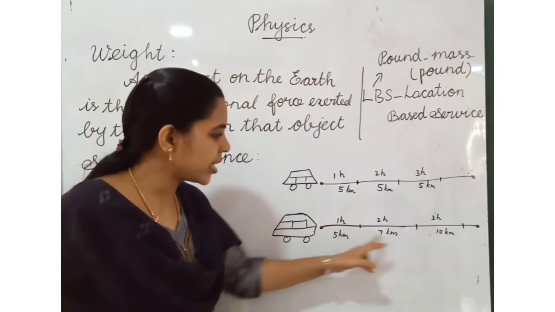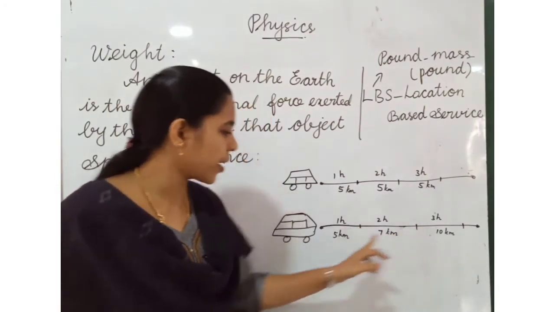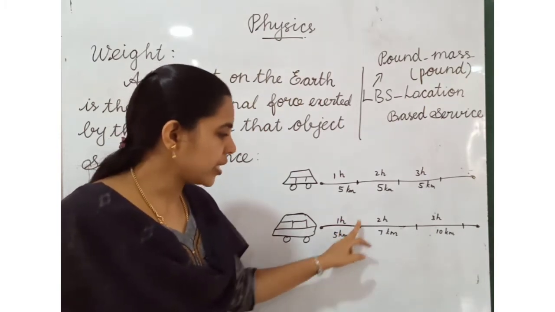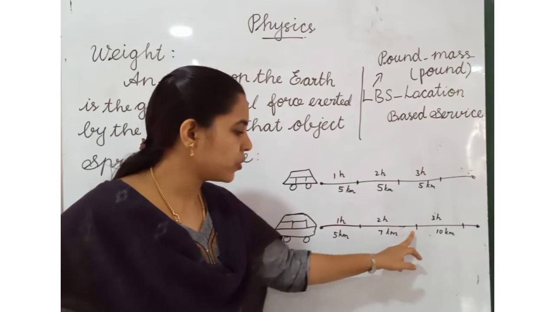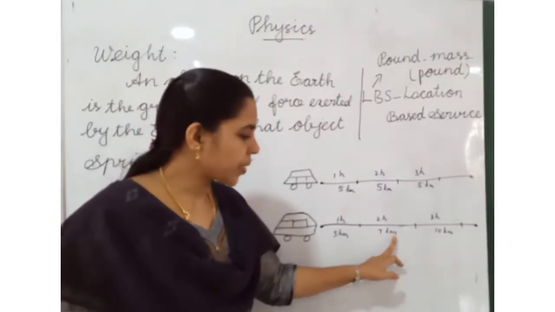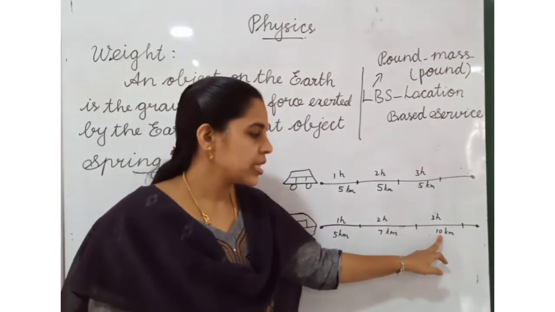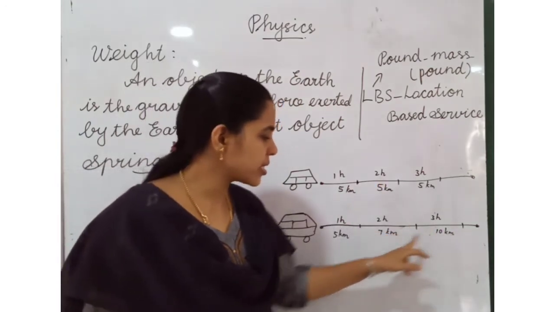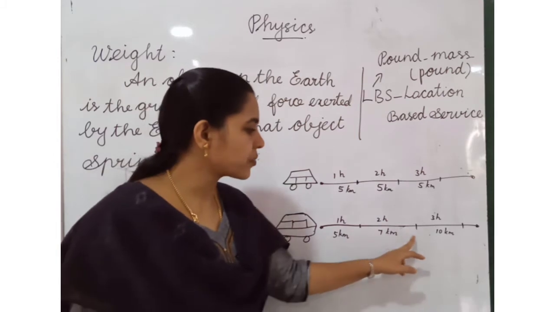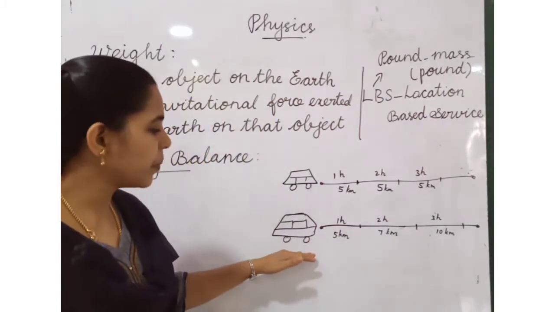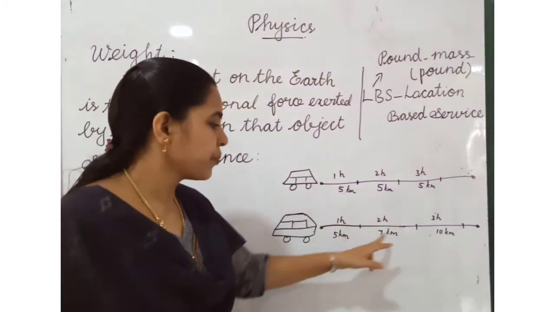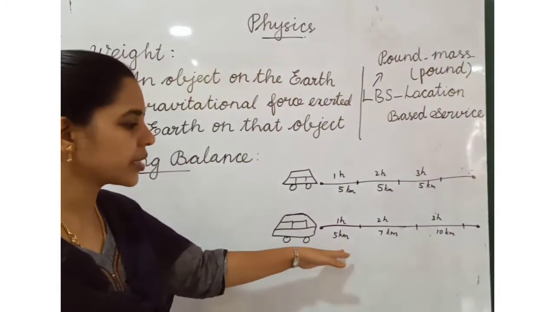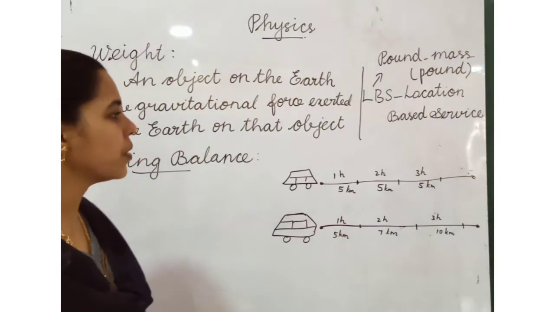Listen here, the vehicle is moving from this point to that point. Within 1 hour, it will move 5 kilometers. After 2 hours, it will move 7 kilometers. After 3 hours, 10 kilometers. So the time interval is the same, but the distances are different. So the body covers unequal distances in equal intervals of time. This is called non-uniform motion.